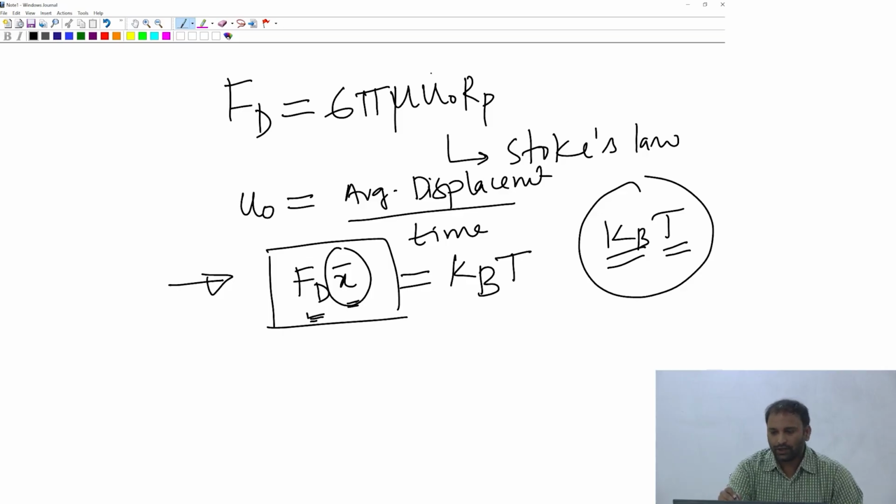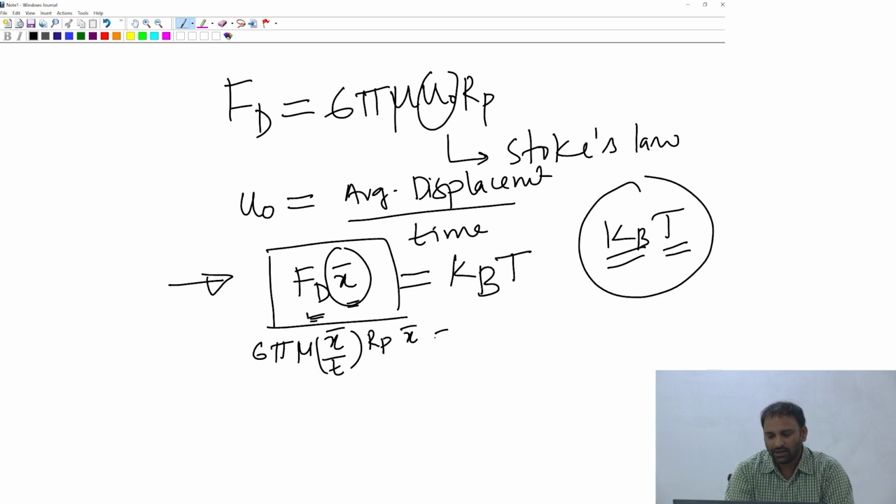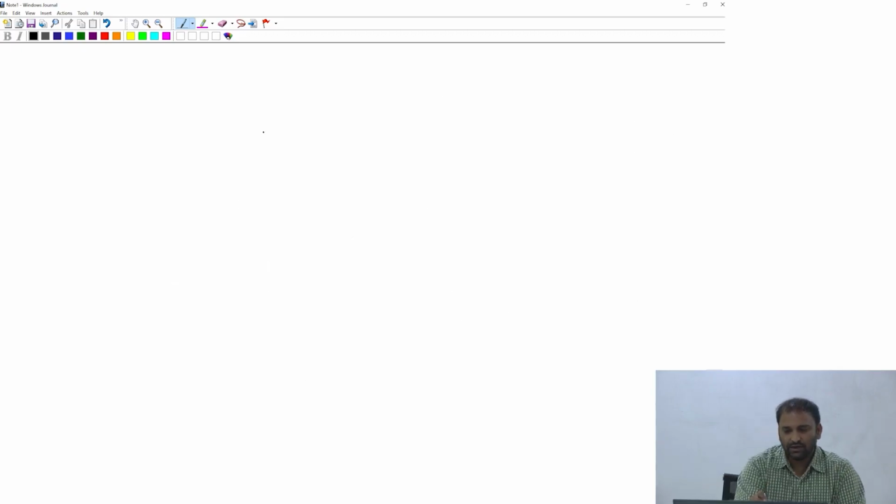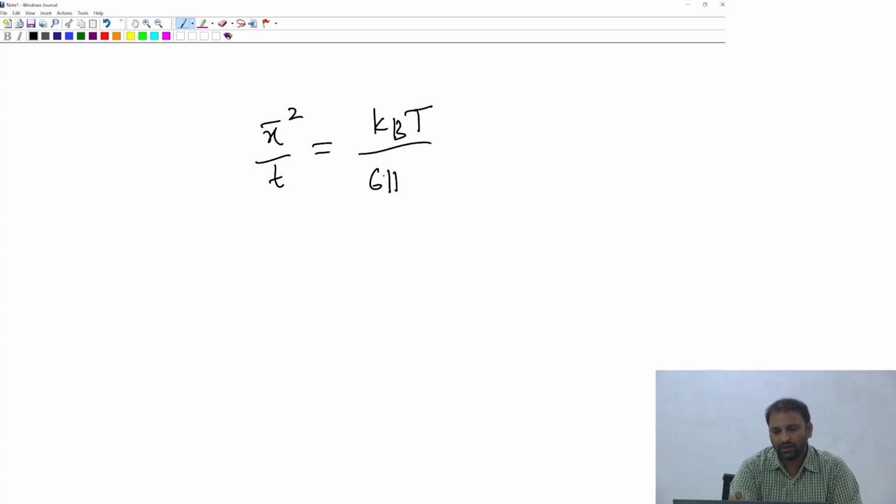Now, what I can do is substitute for Fd, which is 6 pi mu, times u naught, which is x bar divided by t, times Rp, times x bar, equal to kBT, right? I can rearrange this and write it as x bar squared by time is equal to kBT divided by 6 pi mu Rp, right?